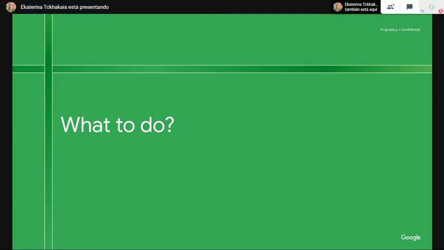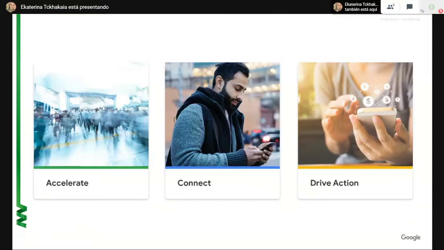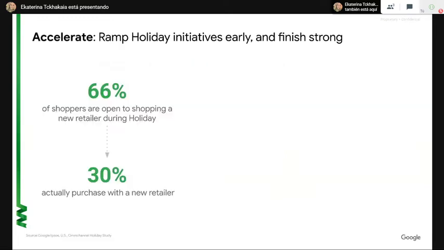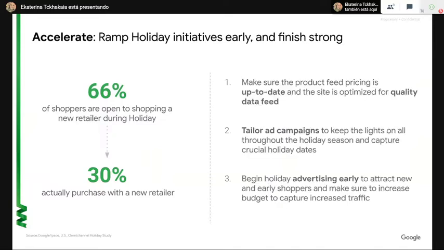So what can you do in order to leverage all these insights? We have divided the preparation for the holiday season into 3 pillars: accelerate, connect, and drive action. So let's dive a little bit more into each of them. Holiday is a marathon, it's not a sprint, and retailers that consistently push and perform along the full journey will actually win.